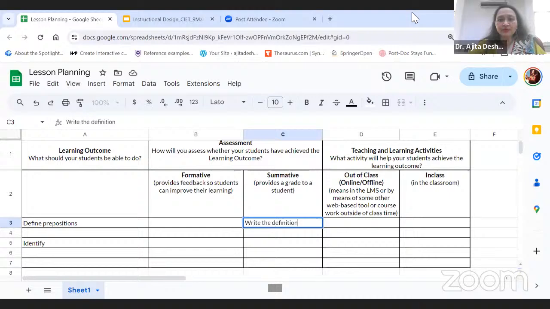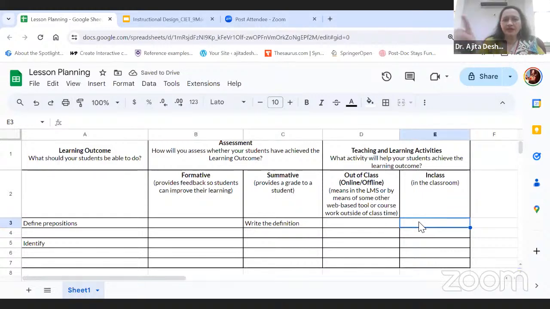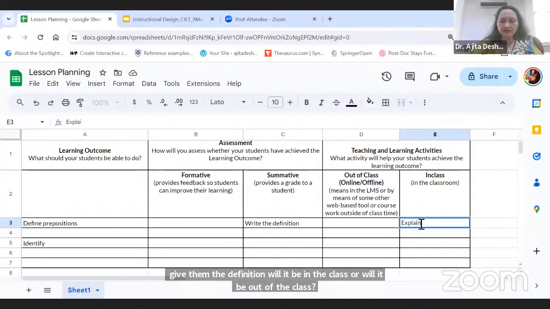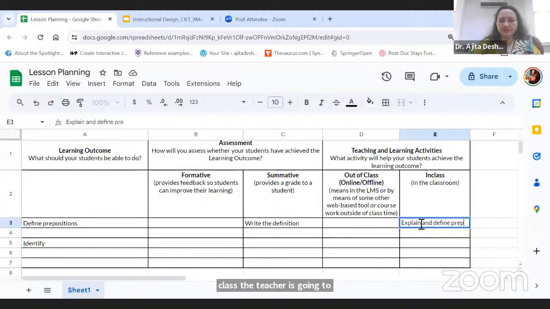Okay, so if they are going to write the definition, that means I need to give them the definition. Where will I give them the definition? Will it be in the class or out of the class? Currently I'm putting it in the class. So in the class, the teacher is going to explain and define what prepositions are.